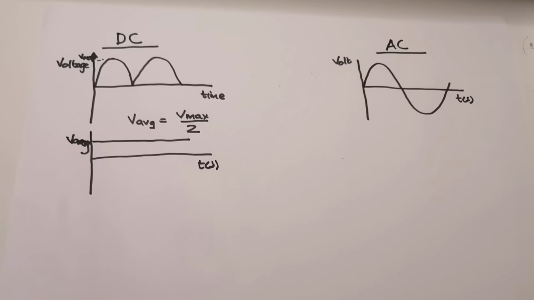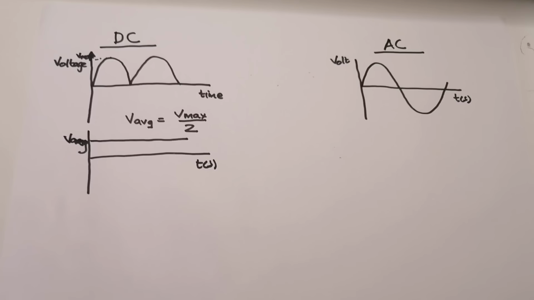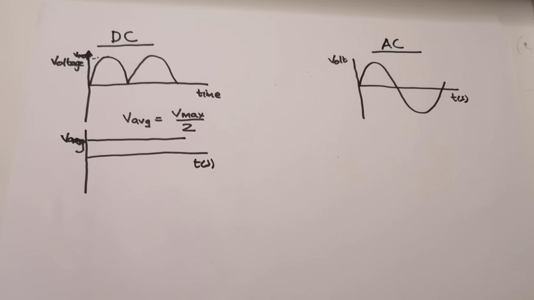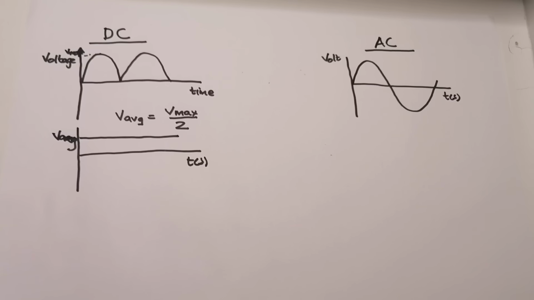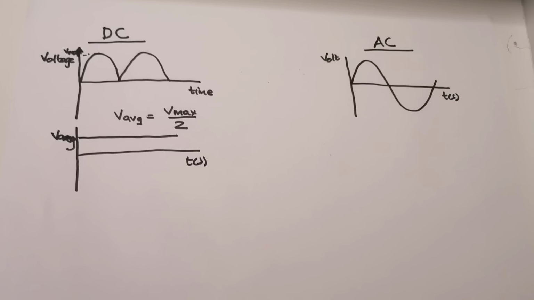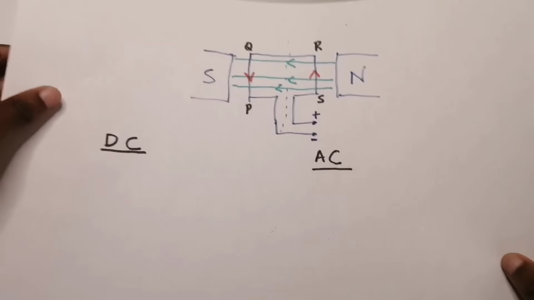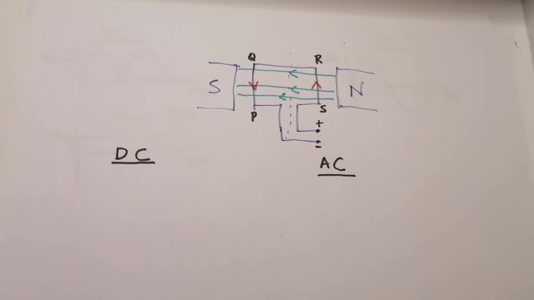Now, before I get ahead of myself, in the structure, let's take again the structure of our voltage, of our just our basic motor or generator. How will I know whether I have a DC motor or an AC motor?